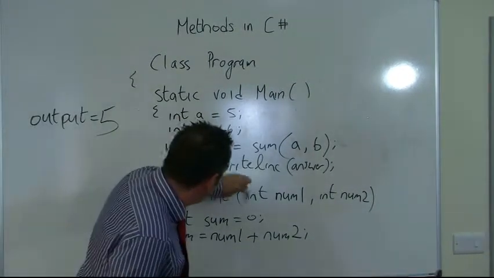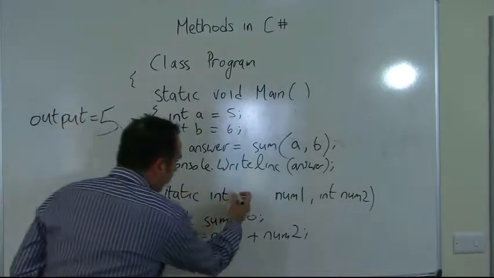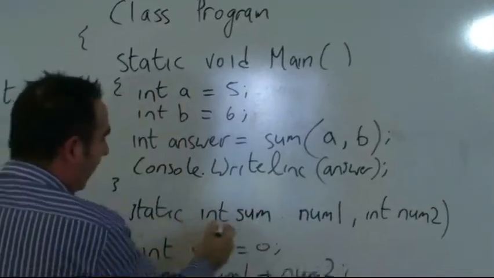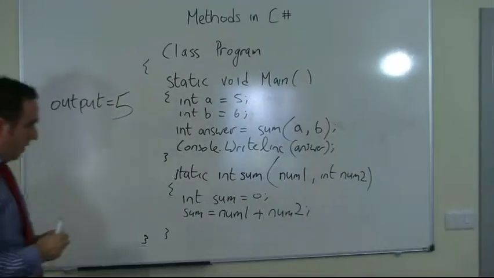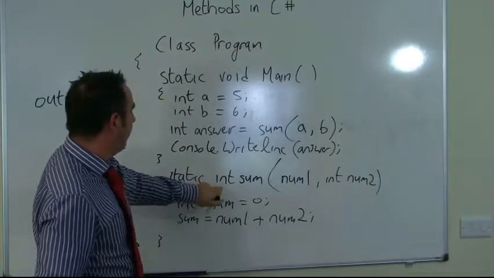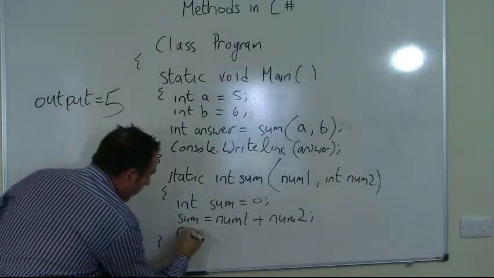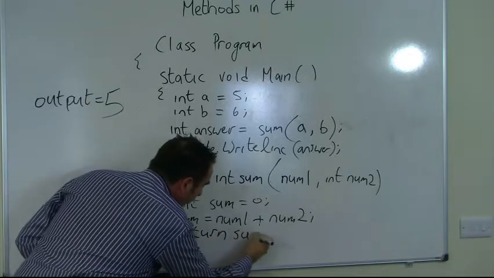I just noticed that now. Nobody flagged that? I didn't say the method name. You have to say the method name, of course, when you're defining your method signature. So static int sum num1 num2. Okay. So now we've specified a return type here so we need to return our sum, okay? And that's basically it. So return sum.